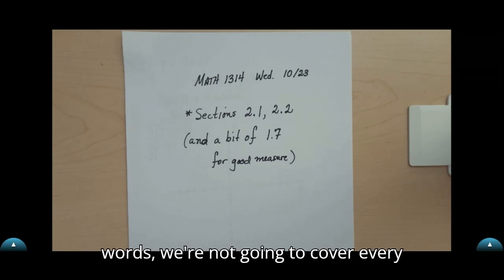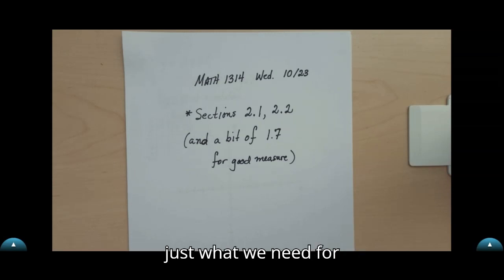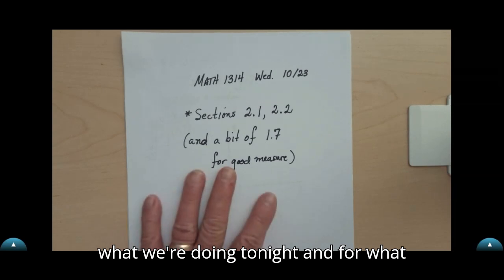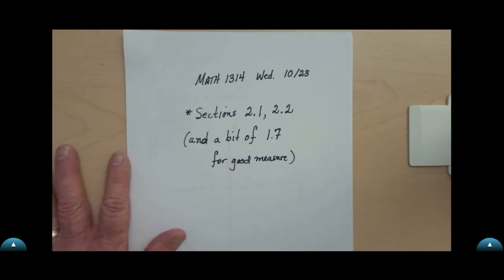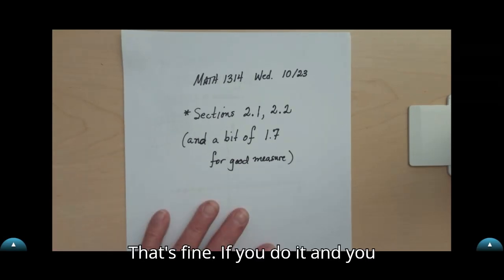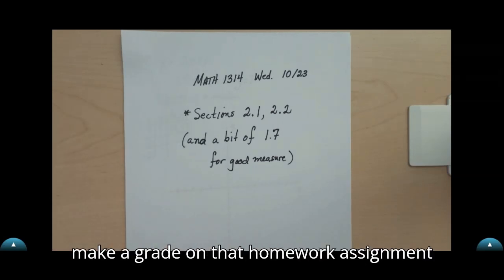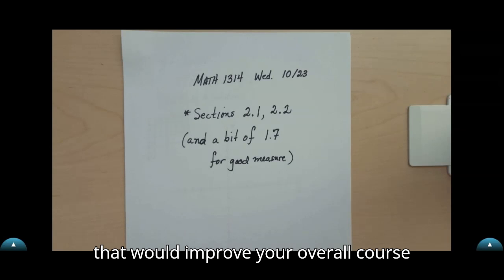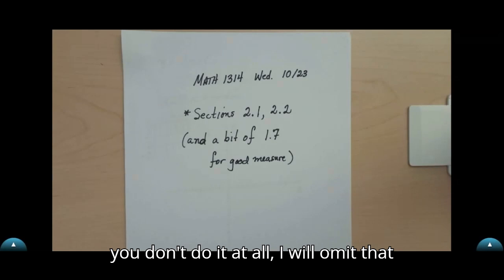In other words, we're not going to cover every single thing in 1.7. We're going to cover just what we need for what we're doing tonight and for what you're going to see on the final. If you want to do section 1.7, that's fine. If you do it and you complete it and make a 100 on it, or you make a grade on that homework assignment that would improve your overall course grade, I will count that grade. If you don't do it at all, I will omit that assignment.